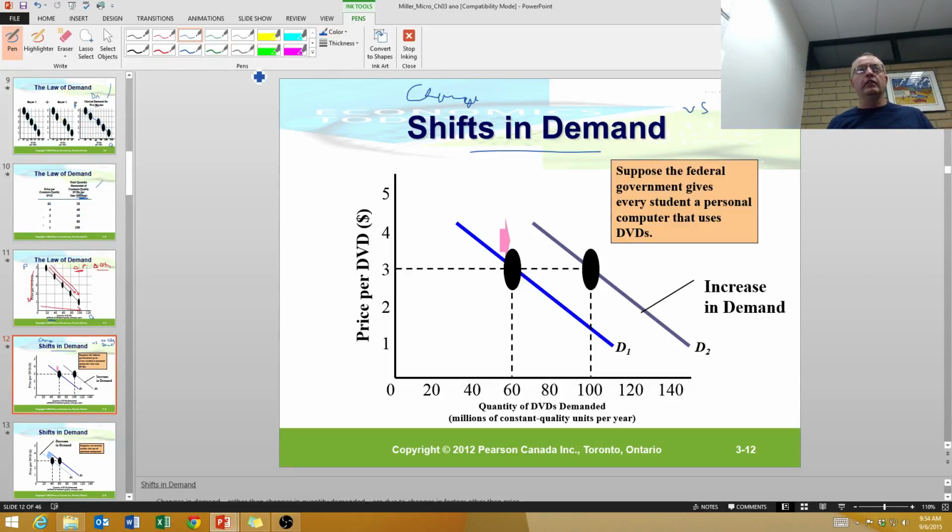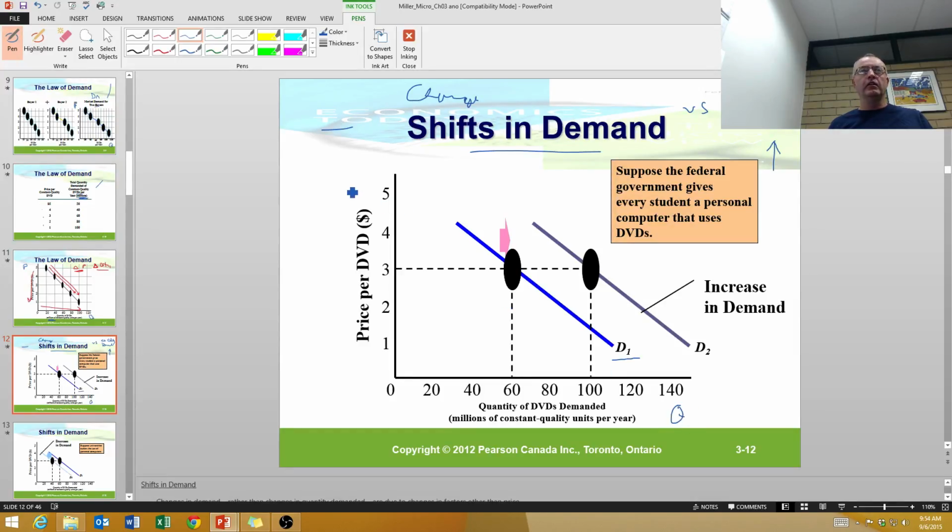Okay, so those are the two different causes of these changes. When we move along the demand curve, it's caused by a change in the price, and when we have a shift in the demand curve to the right or to the left of the original position, it's caused by a non-price change. So in the example in the book here, originally here's the original demand curve for the market for DVDs.